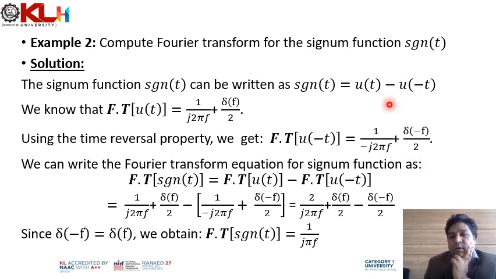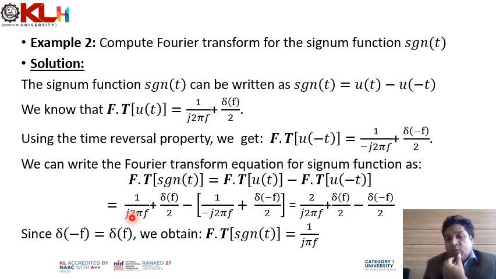Now we can combine both these equations and get the Fourier transform of the signum function very simply: it is the Fourier transform of u of t minus the Fourier transform of u of minus t. The Fourier transform of u of t is already computed here, which is 1 by j2 pi f plus delta f by 2, then minus the Fourier transform of u of minus t, computed here, which is 1 by minus j2 pi f plus delta of minus f by 2.